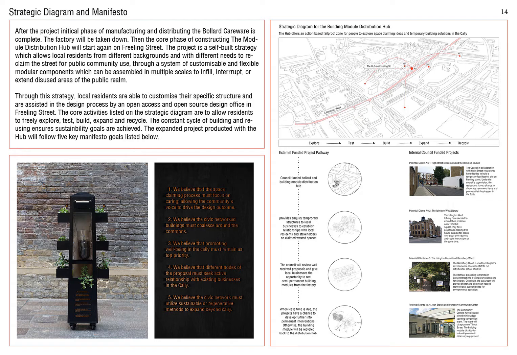Through this strategy, local residents are able to customize their specific structure and are assisted in the design process by an open access and open source design office in Freeling Street. This is achieved by taking down the factory and replacing it with the module distribution hub. The core activities of the distribution hub are listed on the strategic diagram, and these are to allow residents to freely explore, test, build, expand, and recycle.